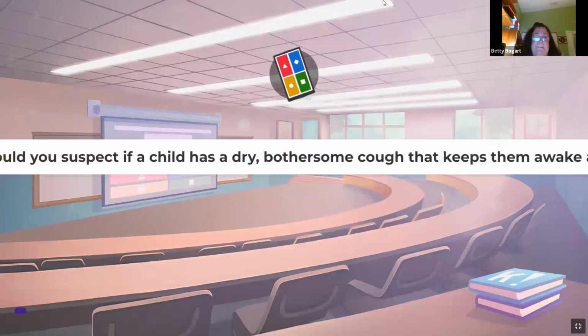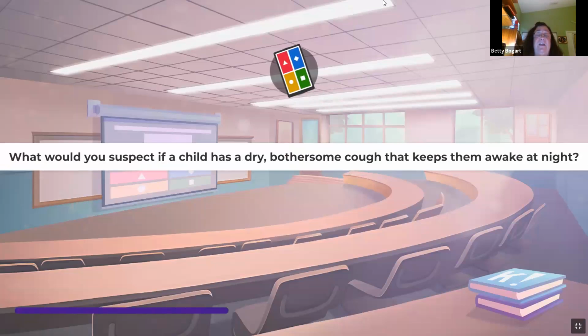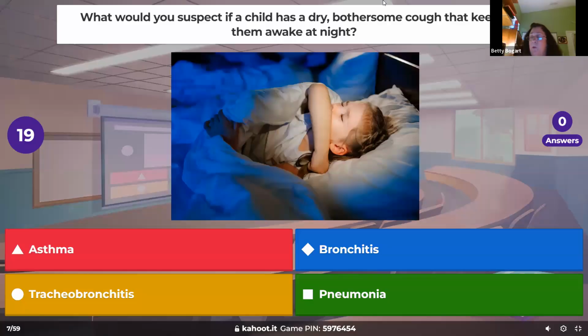What would you suspect if a child has a dry, bothersome cough that keeps them awake at night? Now, the chapter goes into croup, pneumonia, upper respiratories, and bronchitis.